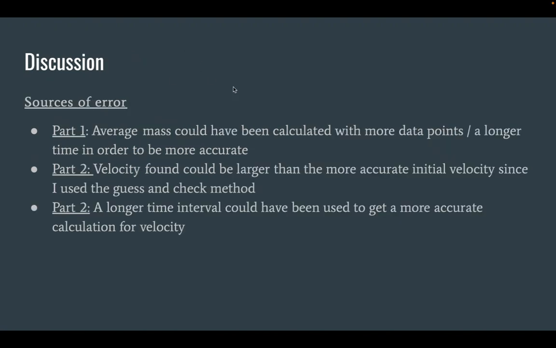For discussion, the average mass could have been calculated with more data points and a longer time in order to be more accurate for part 1. For part 2, the velocity could be found larger than the more accurate initial velocity, since I used the guess and check method, and a longer time interval could have been used to get a more accurate calculation for velocity.